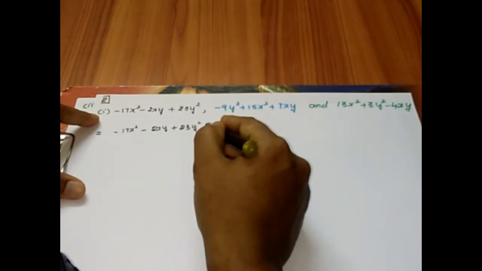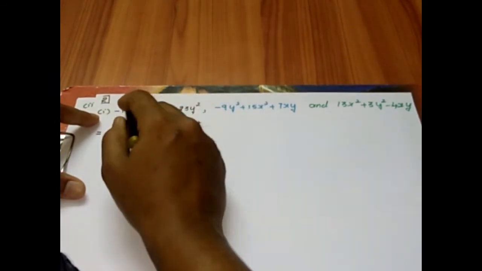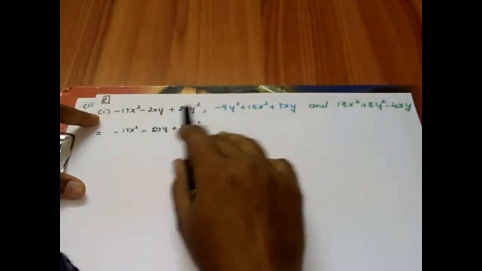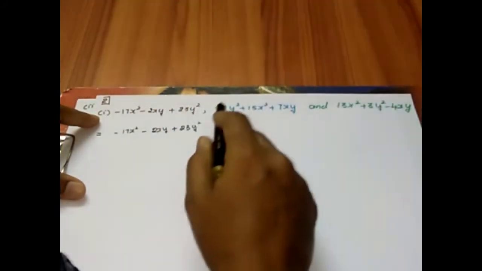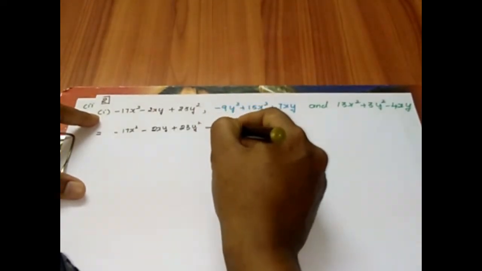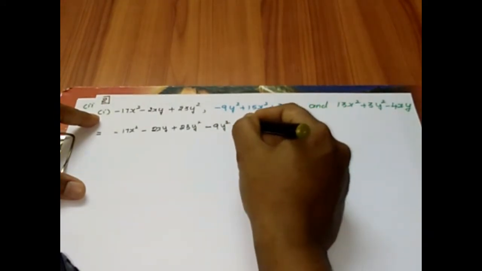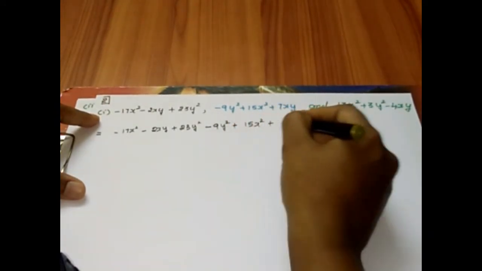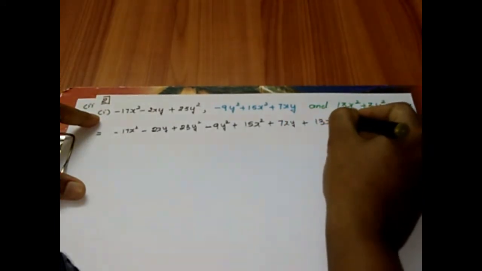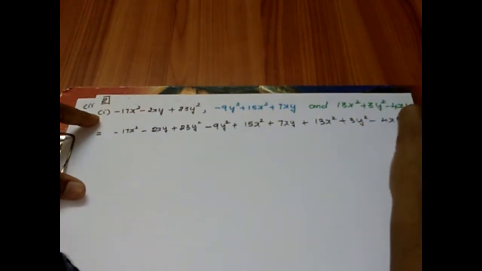See children, here I have to put a plus sign because it is asked to add, but here we have a minus sign. When you are adding the expression, if you have a minus sign, it doesn't make much change, so we can carry on with the same sign. Minus 9y square plus 15x square plus 7xy plus 13x square plus 3y square minus 4xy.